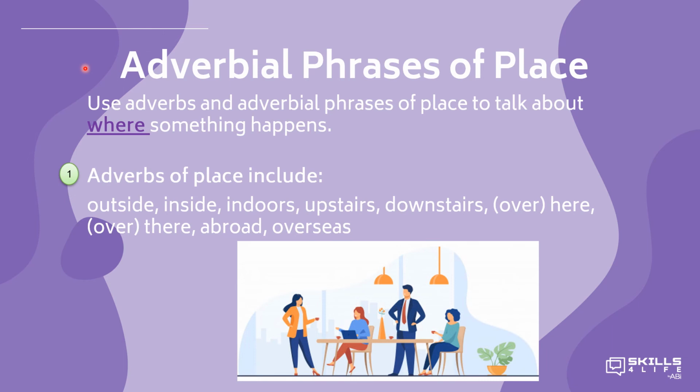Now let's take a look at adverbial phrases of place. We use adverbial phrases of place to talk about where something happens. Let's take into consideration the next things. Number 1, adverbs of place include outside, inside, indoors, upstairs, downstairs, over here, over there, abroad, overseas.